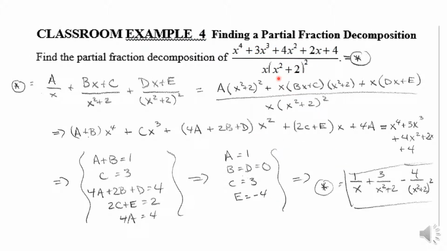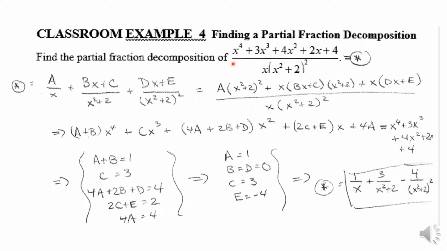This one has the irreducible quadratic form raised to the second power. That means I get it raised to the first power and the second power in my partial fraction decomposition. Again, what I do is I get a common denominator, like this, expand everything, and collect like terms.